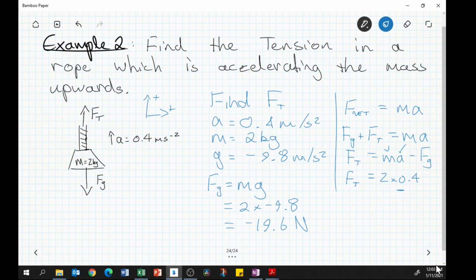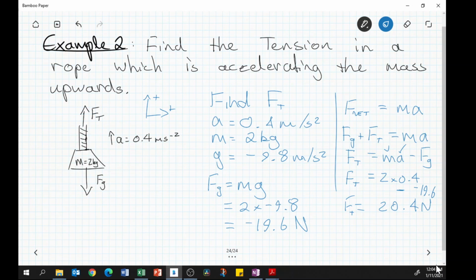Yes, absolutely. If you don't use the negative value here, you won't get the correct answer because you'll end up actually subtracting from your force of tension. You'll end up with a negative force of tension most likely. So subtracting negative 19.6, we're going to end up with 20.4. Yep, that sounds about right. Cool, 20.4 newtons.